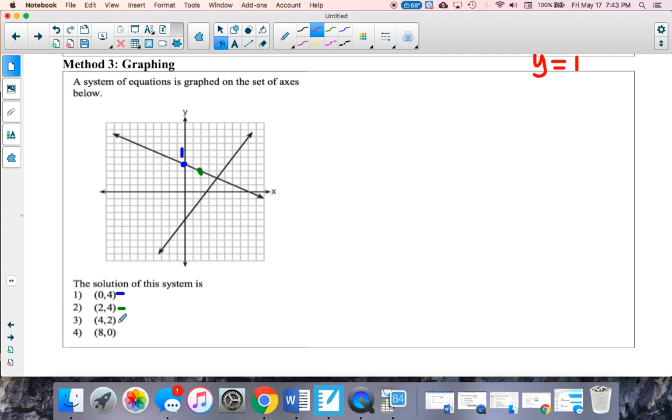That doesn't look like an intersection. 4, 2. Oh, hey, you know what? That kind of looks like an intersection, but let's just check, and 8, 0. And this is the x-intercept. We're looking for the intersection of our two graphs, of our two lines, and that's going to be answer choice 3 at the intersection. All right, let's move on.